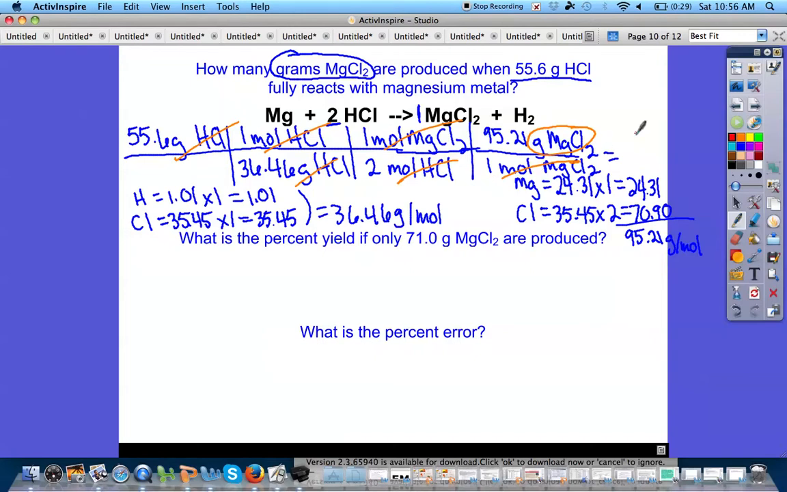Sorry, my pen's freaking out on me. 72.6. Like I said, pen is freaking out. 0.60 grams of magnesium chloride. Come on. Sorry for the delay here.